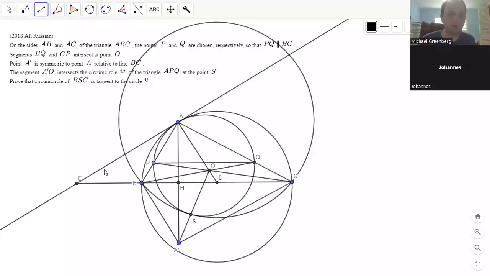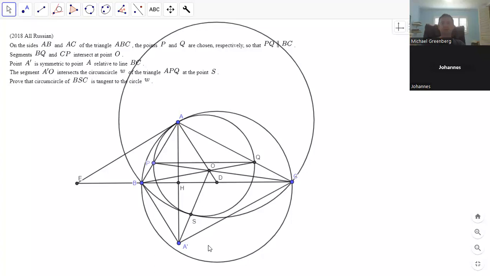I want to show ES is tangent to both. If that's true, then we know that EA, ES, and EA prime are all the same length. Oh, that's a good point. So E would be the circumcenter of ASA prime.